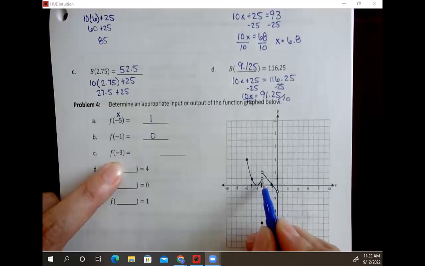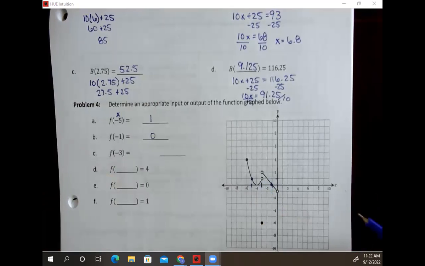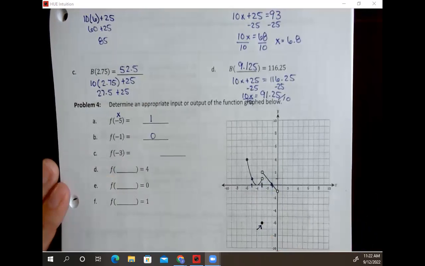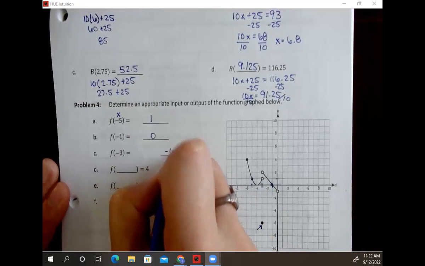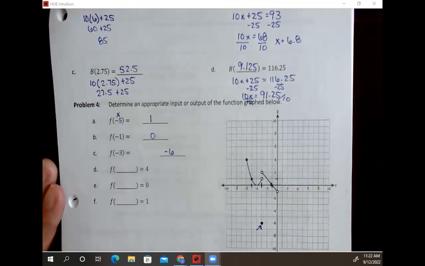See how I want to say 1, but it's actually an open circle there? Open circle means it's not that value. If I hop up to 2, I have another open circle. So it's also not 2. What is it? Yeah, we have this point hanging out down here. That's where I have a point when x is -3, y is -6. Good.